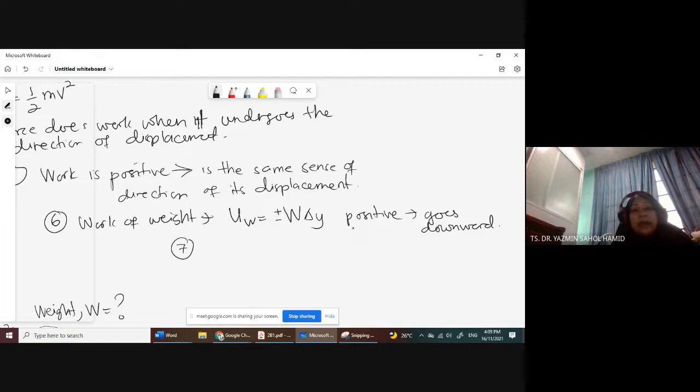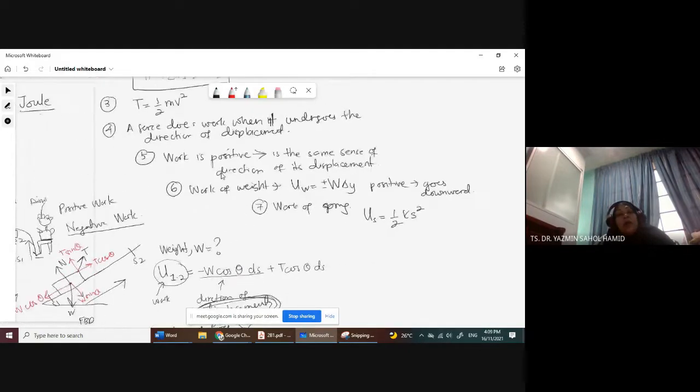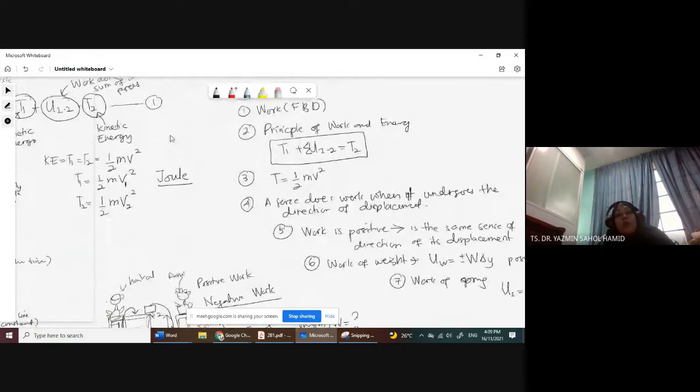And then lastly, work of a spring. You understand the work of the spring is 1/2 k s squared. Okay, all right. So those are the important things for the concept and the fundamentals of understanding work.